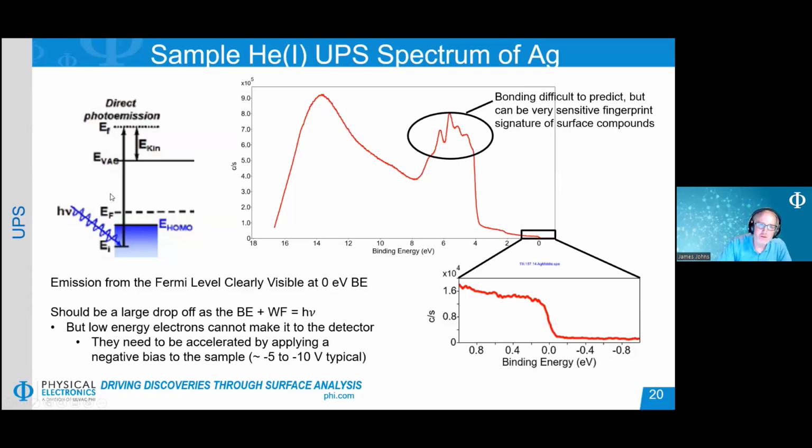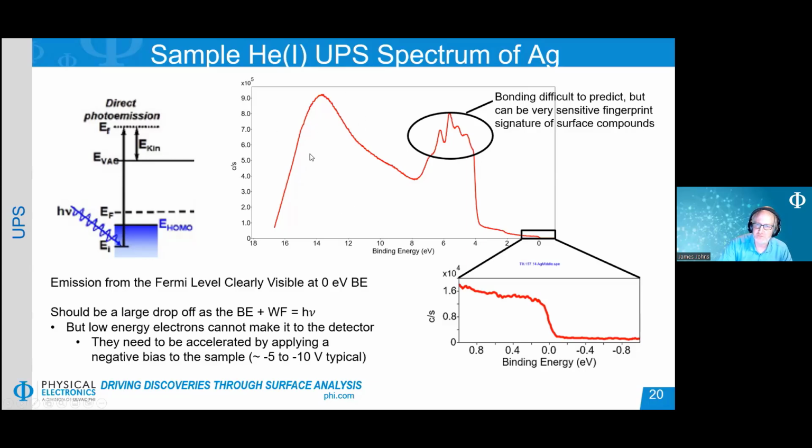And then we would expect, this is taken with the helium lamp, so it has a photon energy of 21 electron volts. When the binding energy of that orbital, plus the work function of your material, equals the photon energy, then you will have no signal below that. So you'd have a sharp cutoff at some point at high binding energy.